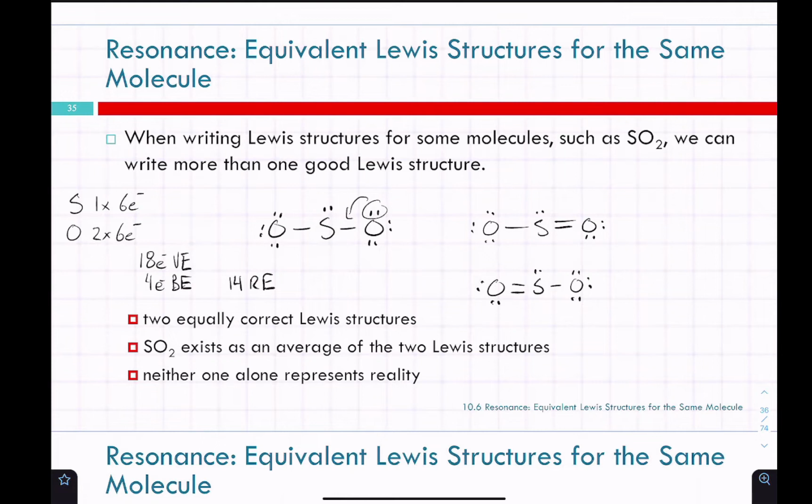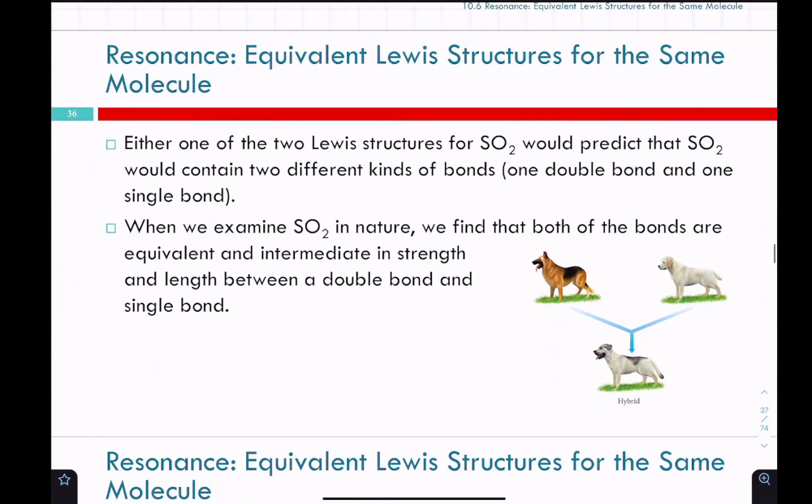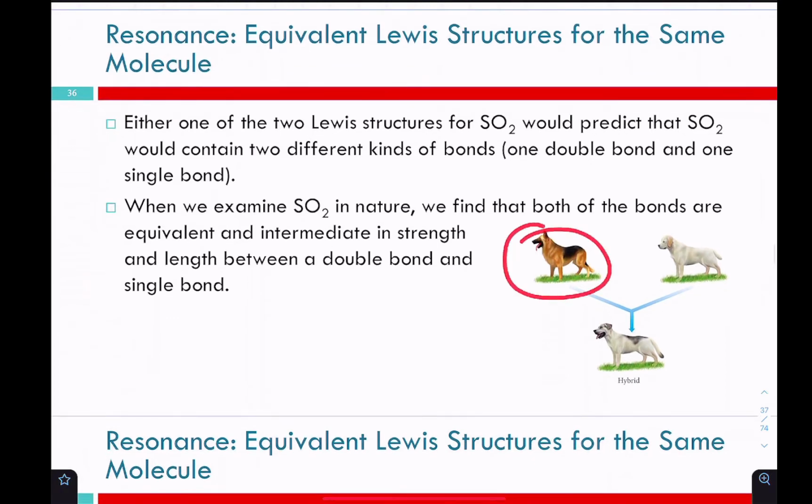In reality, you don't get one double bond on one side and a single bond on the other side. In reality, you get a combination of the two. So that double bond is not actually a full double bond, but it's not just a single bond, it's somewhere in between. It's kind of like taking dog breeds, or if you take this German Shepherd and this white lab, mix those together, you get a hybrid that has traits of both. So in a resonance structure, that double bond has some of the properties of a double bond and some of the properties of a single bond.